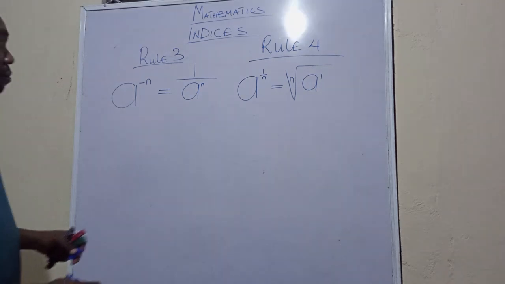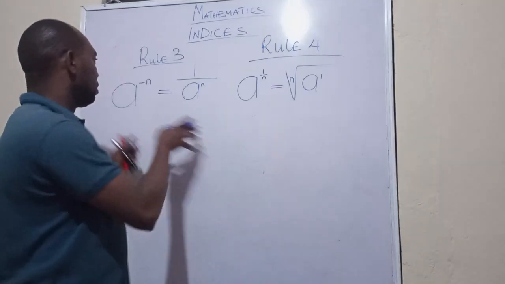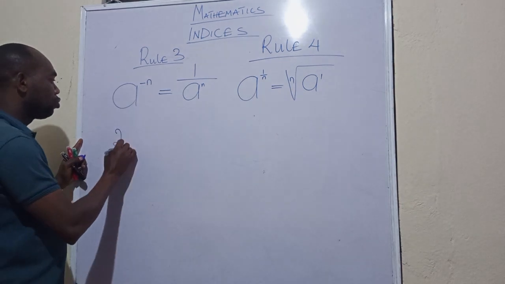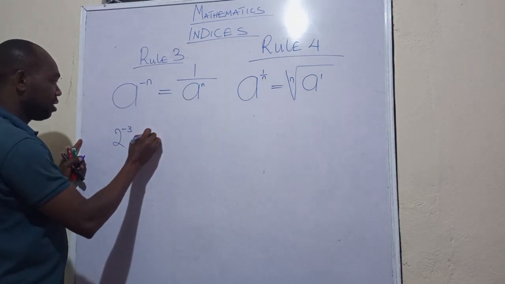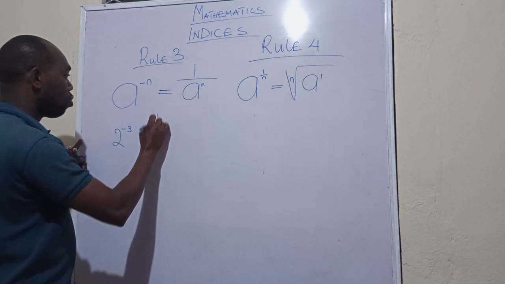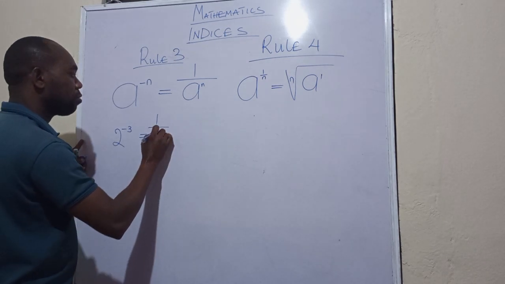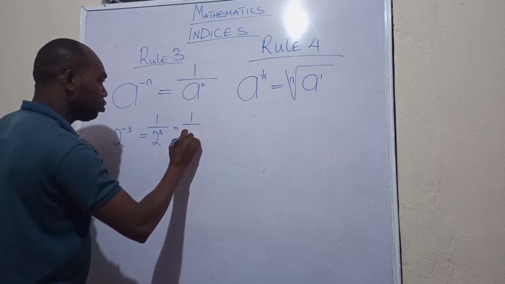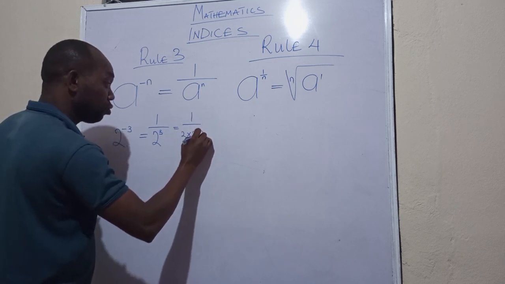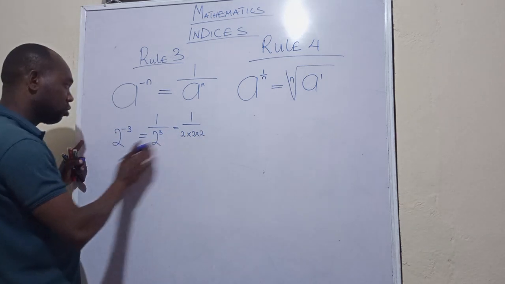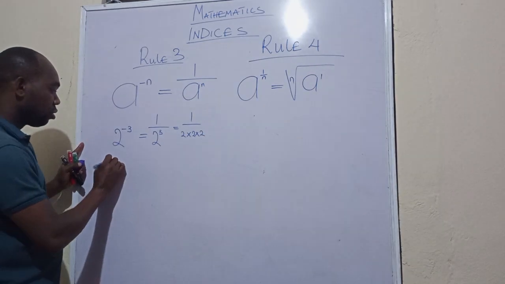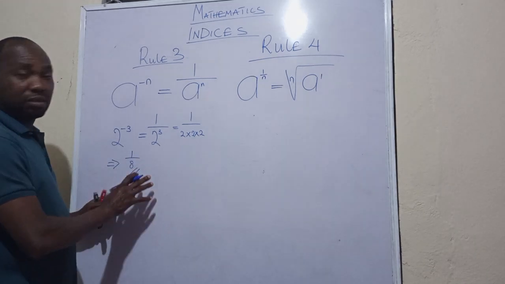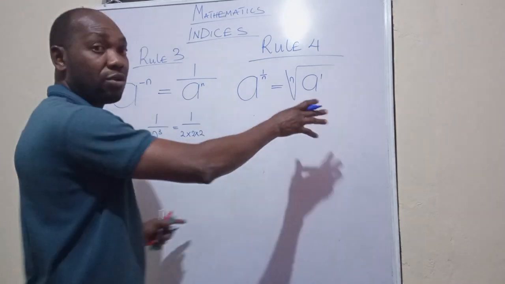Now, let me go back. As in this, if we have 2 raised to the power of minus 3, it simply means 1 all over 2 raised to the power of 3, and it simply means 1 all over 2 times 2 times 2. Right? Let's continue from here, which also leads us to 1 all over 8 as the answer. But let's look at this, for example.